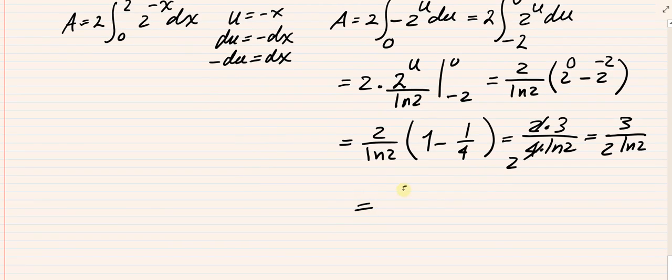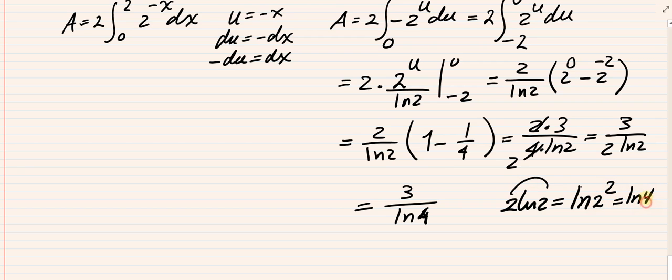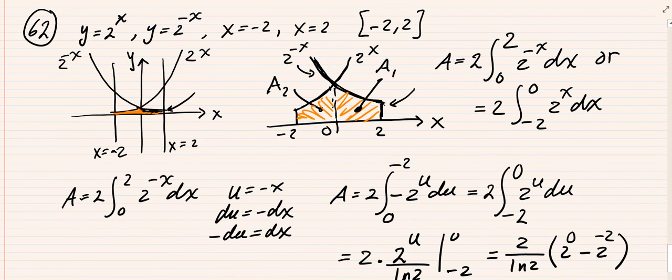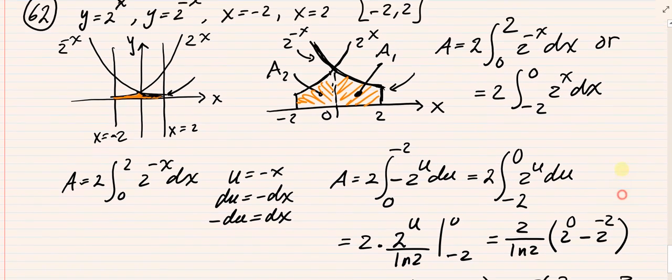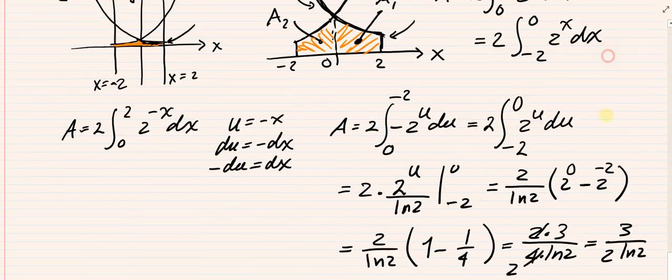And if you like, this is purely optional, you can write this as 3 over ln of 4, because I can put the 2 in the exponent on 2. This 2 becomes 2 squared, which is ln of 4. Okay, and there you have it. There is the answer to this one in square units. And we are done with this exercise. And with that, we are done, in fact, with this lecture.